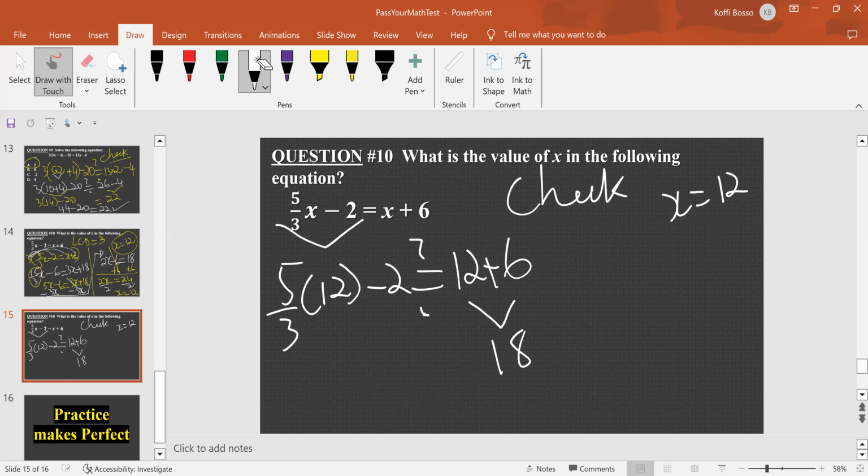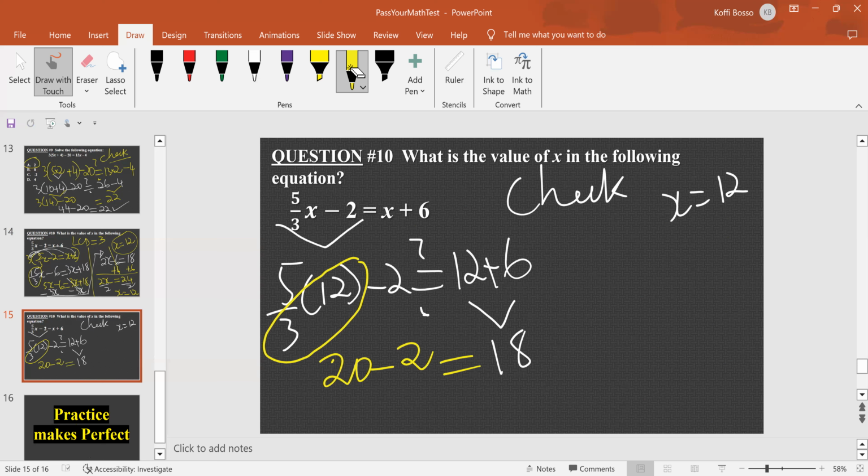On the other side, 5 multiplied by 12 divided by 3 is the same as 12 divided by 3, which is 4, and 4 multiplied by 5 is 20, minus 2. And yes, 20 minus 2 is 18. So that works.